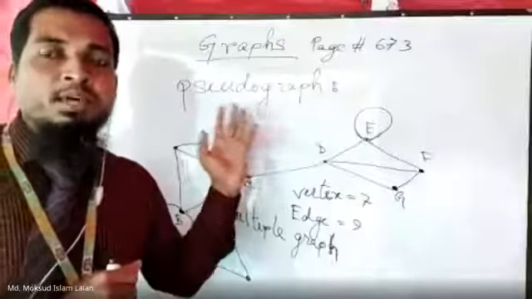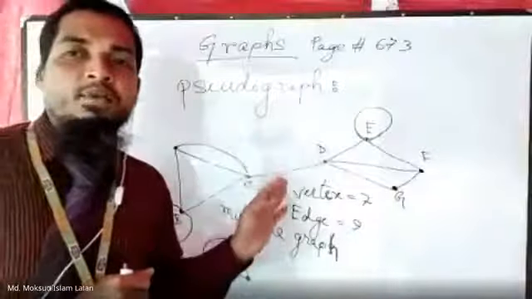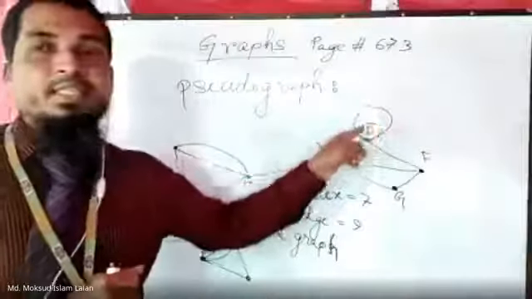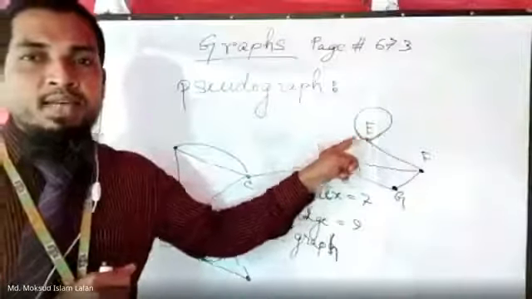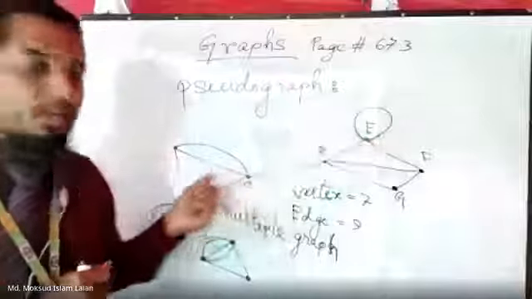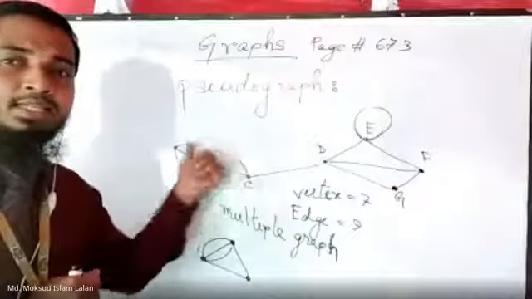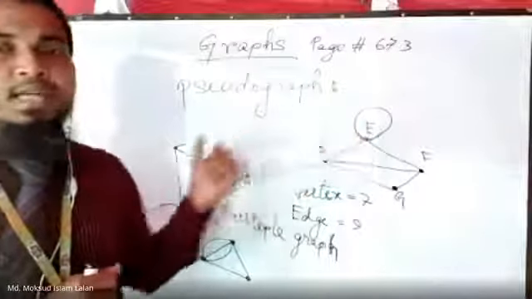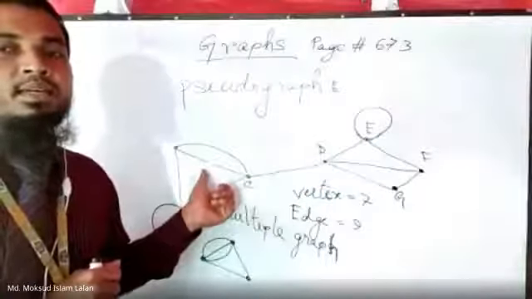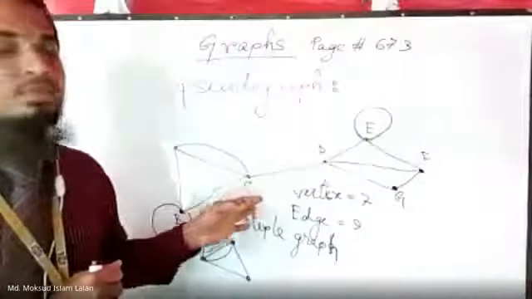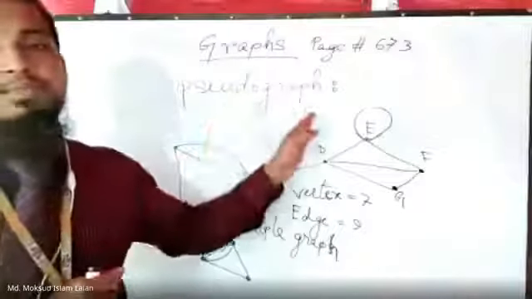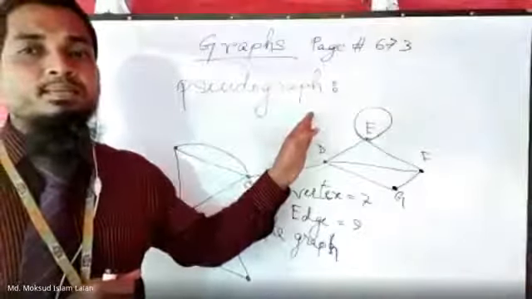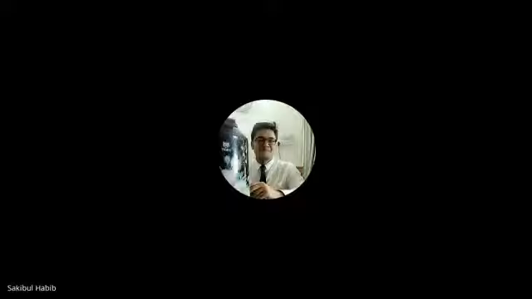Also, sometimes this multiple graph, if loops exist as well as multiple edges exist, you can say these types of graph are called pseudo graph. Okay, sir, please you tell me. Do you understand? No, sir. Not understanding, sir. Tell me, Habib.